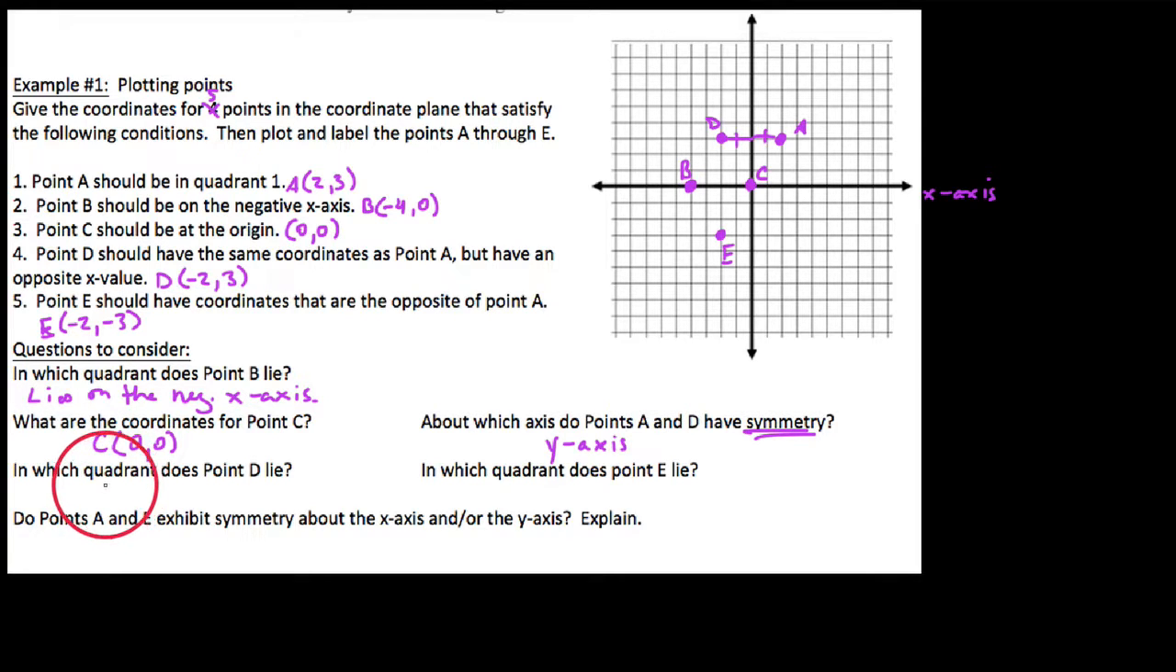So in which quadrant does point D lie? Well, point D definitely lies in quadrant 2, so we're going to write Q2. Which quadrant does E lie? That lies in quadrant 3.